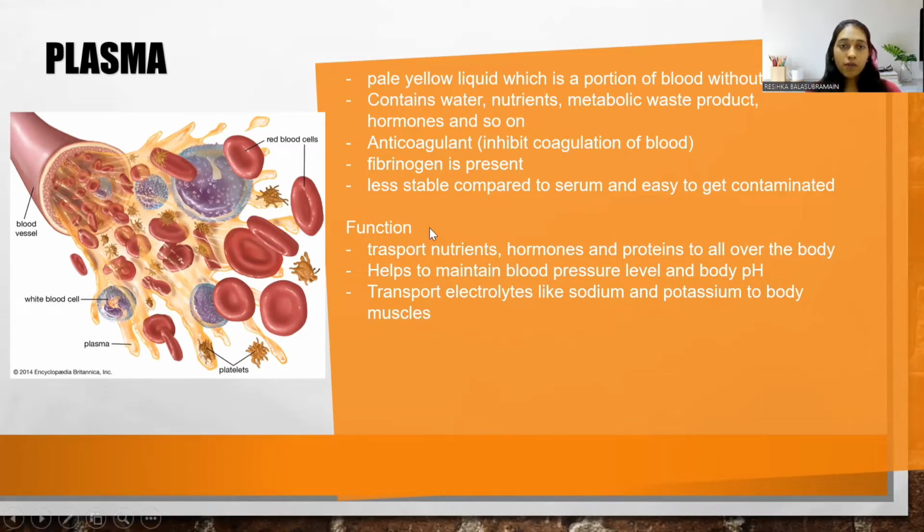Let's look at the function of the plasma. Plasma transports nutrients, hormones, and proteins all over the body. It helps to maintain blood pressure level and also body pH. It transports electrolytes like sodium and potassium to the body muscles.